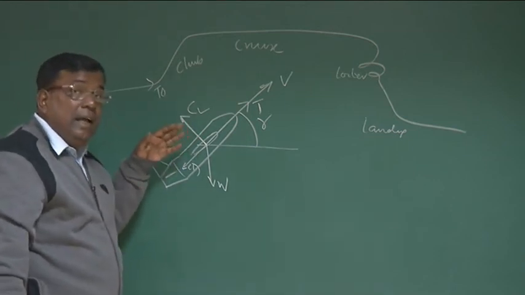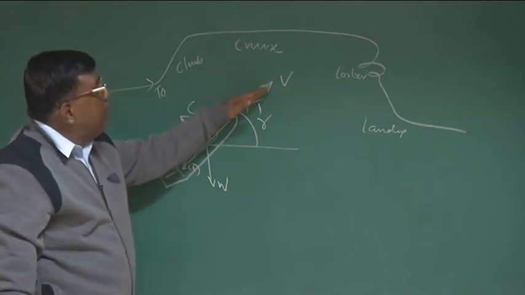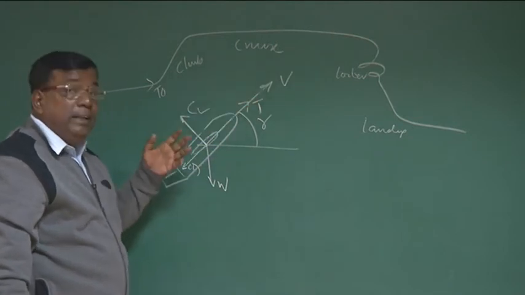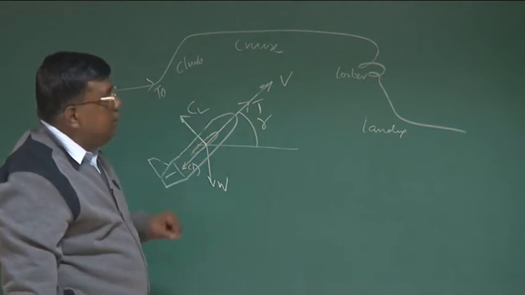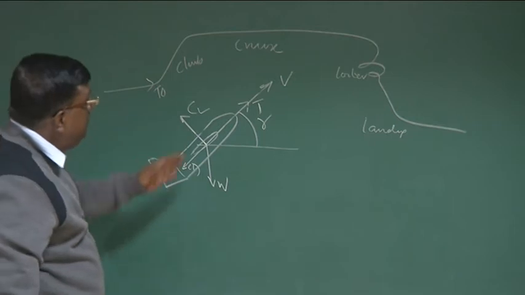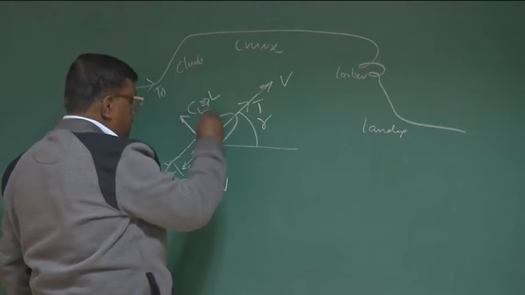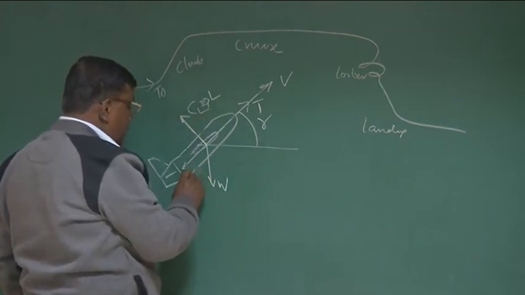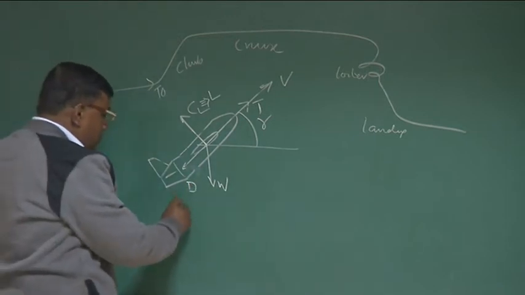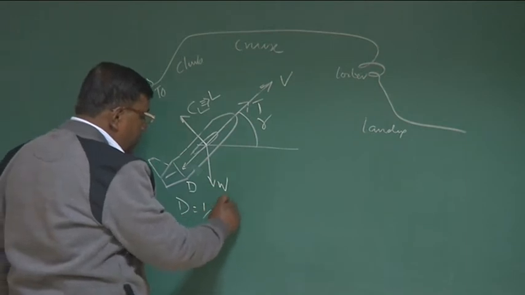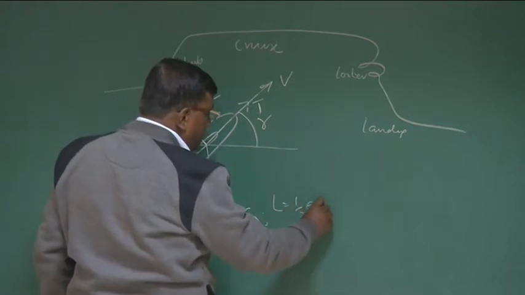What I know for a steady, unaccelerated climb is that it will follow a rectilinear motion. The center of gravity will follow this flight velocity, assuming that the angle of attack is very small. The most important thing is that the center of gravity will follow the rectilinear path. For completion, I write drag equal to half rho V square S CD, and lift equal to half rho V square S CL.